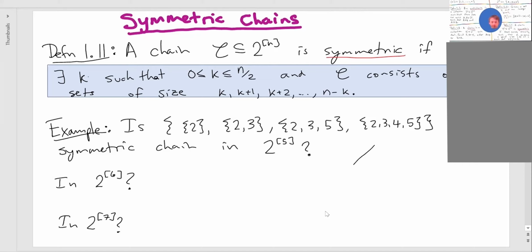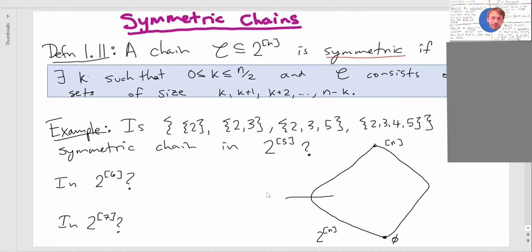Maybe a picture. I'm not sure if this picture is going to be used. Let's try. This is my power set. This is the level. Suppose I've organized my sets from smallest down here, the empty set, to the biggest up here, the whole set. And this is the sets of size n over 2. Let's say I'll omit the floor for now.